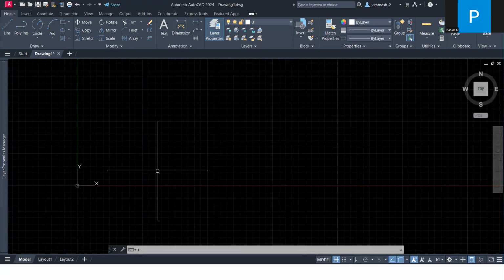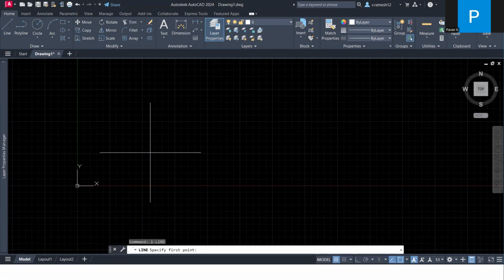So first we will just show how to create a line. When we give the command, we have to press enter or space bar. Right, okay. Please mute yourself, everyone.